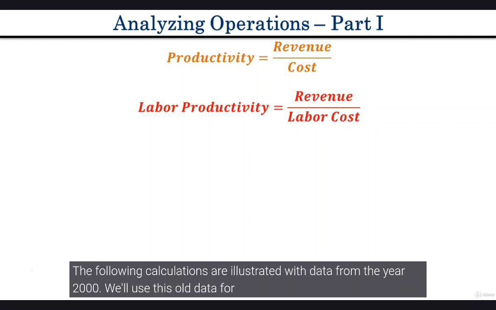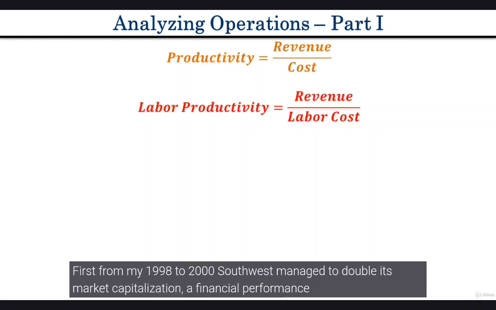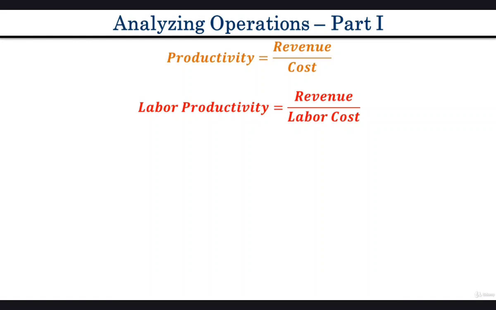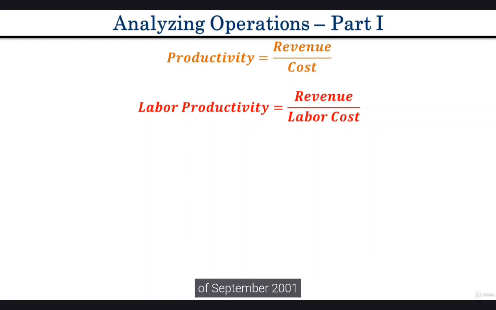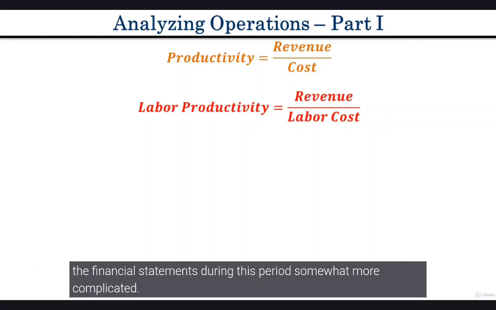The following calculations are illustrated with data from the year 2000. We use this old data for two reasons. First, from 1998 to 2000, Southwest managed to double its market capitalization, a financial performance that none of these competitors even came close to. So clearly, in the eyes of Wall Street, Southwest did something right. And second, following the terrorist attacks of September 2001, the airline industry entered a long period of bankruptcies and restructuring processes, which makes reading the financial statements during this period somewhat more complicated.